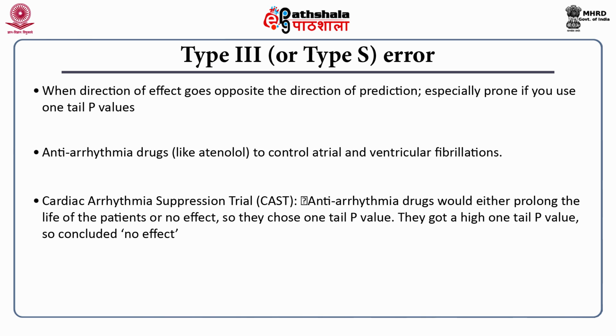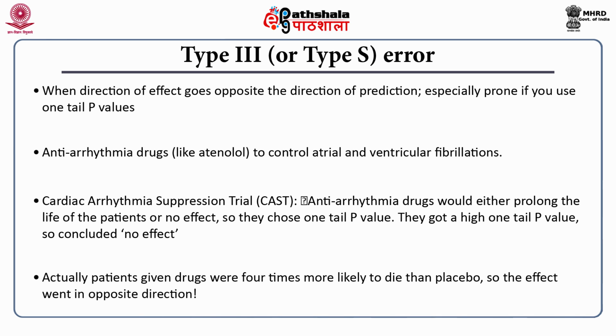They got a very high one tail p-value and concluded that there is no effect, instead of saying that there are two possibilities: one possibility is that they would prolong the life, or there is no effect. So they concluded that it's no effect. Actually, the patients given the drugs were 4 times more likely to die than the placebo. So the effect went directly in the opposite direction. So that is the type 3 error.